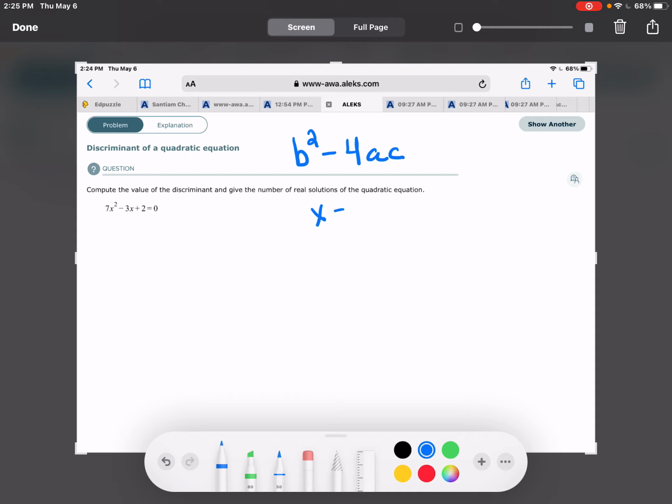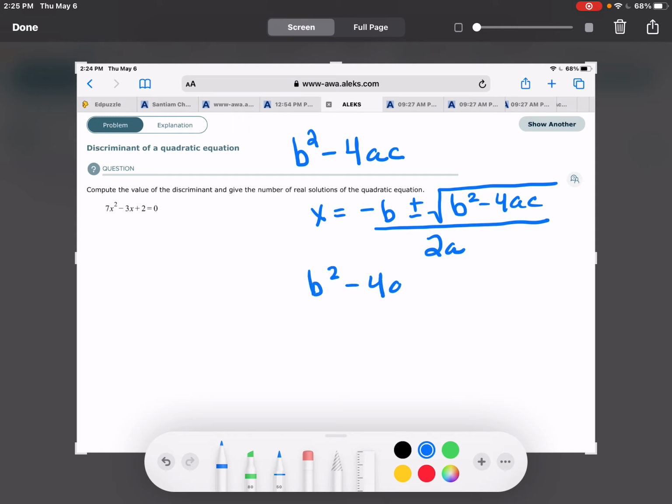Here, let's just put this: x equals negative b plus or minus the square root of b squared minus 4ac all over 2a. If b squared minus 4ac is a positive number, then we're going to get two answers because we have to do this plus or minus thing. So that means our graph is going to cross the x-axis twice.